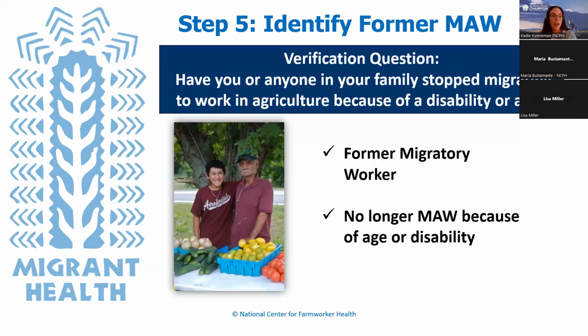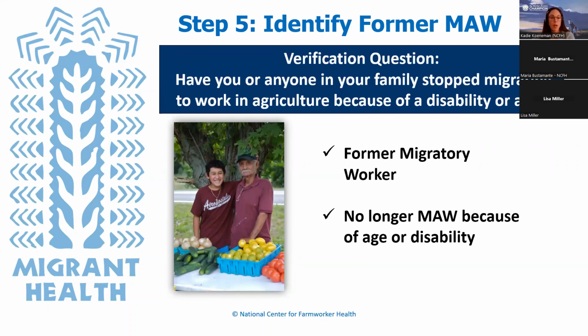And then step 5 is to make sure we identify any former migratory agricultural workers. The verification question to ask is, have you or anyone in your family stopped migrating to work in agriculture because of age or disability? In the Consolidation Act of 1996, the definition was expanded to include aged and disabled migratory agricultural workers. Aged and disabled, the definition is clear that these are former migratory agricultural workers, and it's important to note that these workers stopped migrating due to their age or disability.